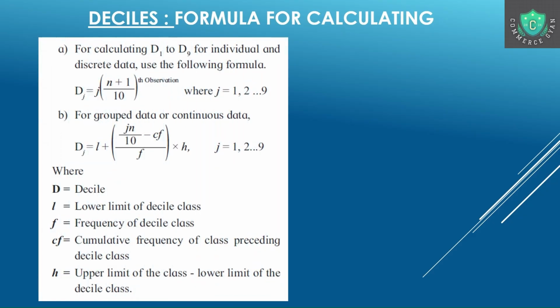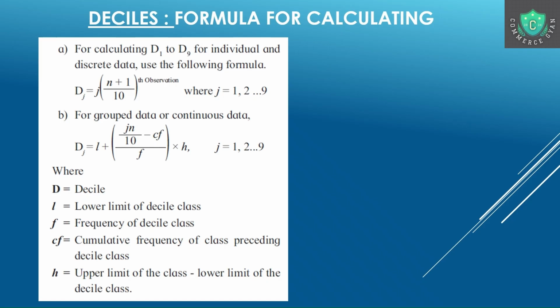Now see the formula for computation of deciles. Deciles are calculated from D1 to D9 for individual and discrete data, and they use this particular formula: Dj is equal to j times (n plus 1) divided by 10. Here j is the decile number, decile 1, decile 2, whatever. N is the number of observations, right? And we divide by 10 because we are grouping the data into 10 parts. This is for individual and discrete data.